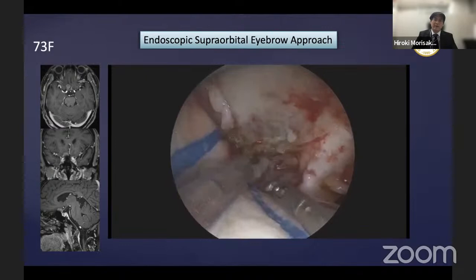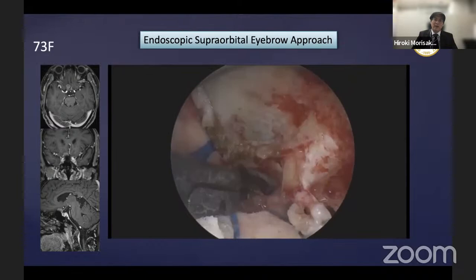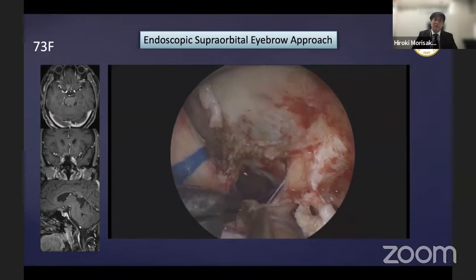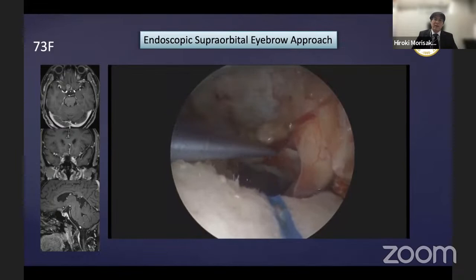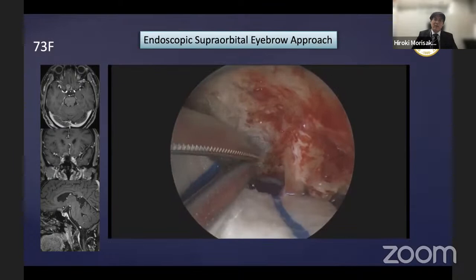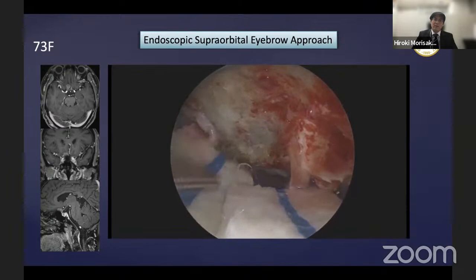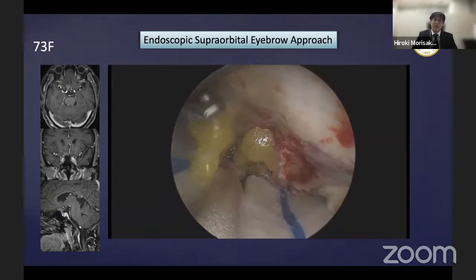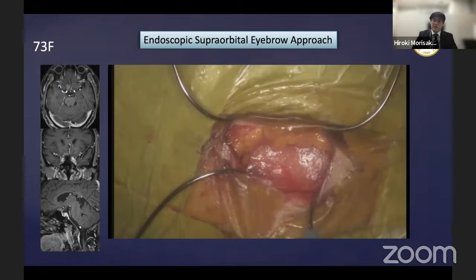This tumor was not so large, so the adhesion to the surrounding structures was not so severe, and we could easily remove that part of the tumor. This tumor actually invaded the optic canal severely, the inferior wall of the optic canal, but under the endoscope, we can remove that part. Finally, we achieved a Simpson grade 1 tumor resection. The reconstruction was performed using a fat graft, and we finished the operation.